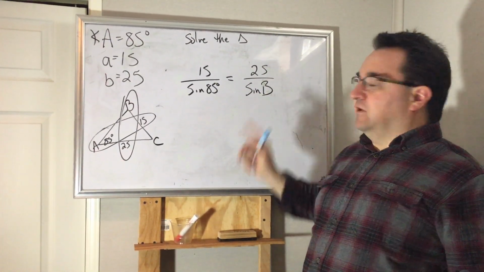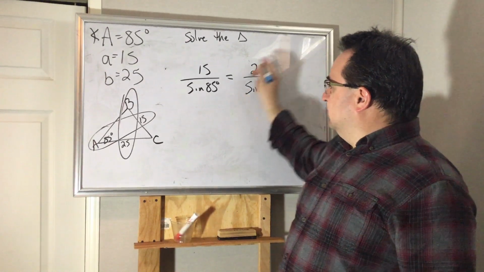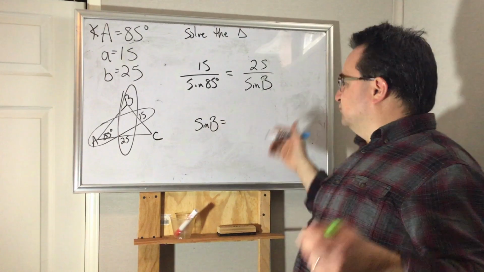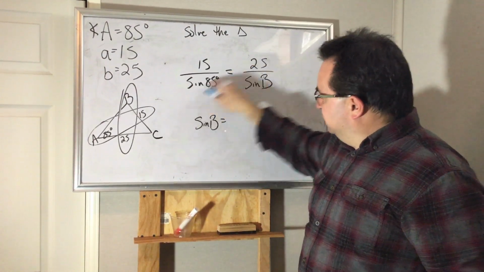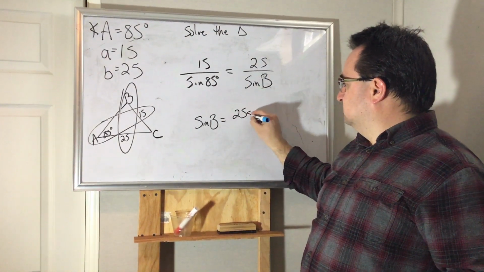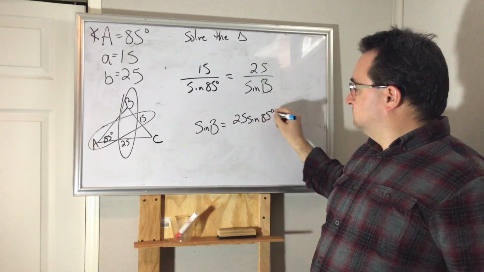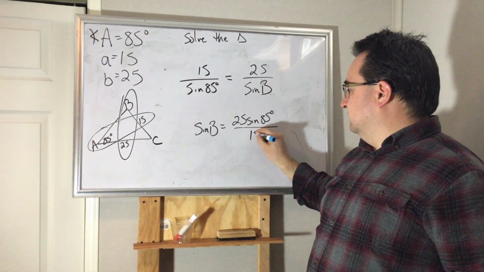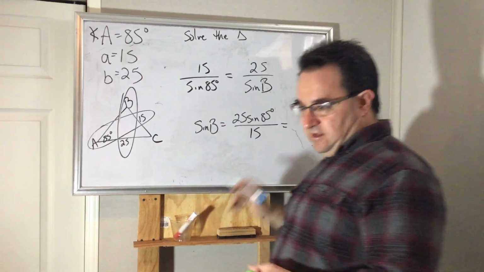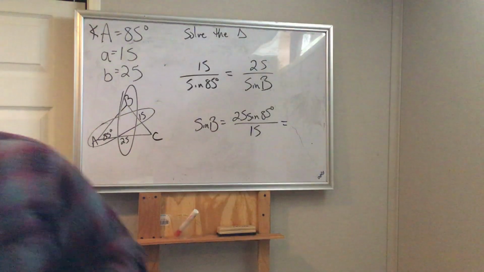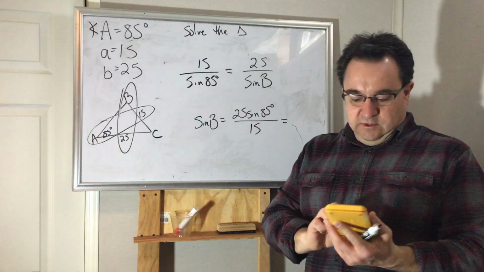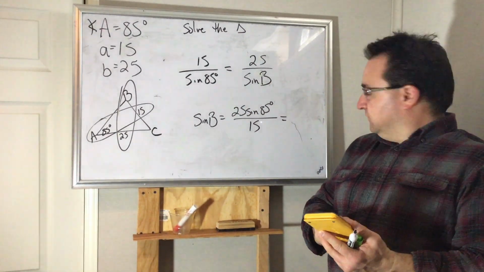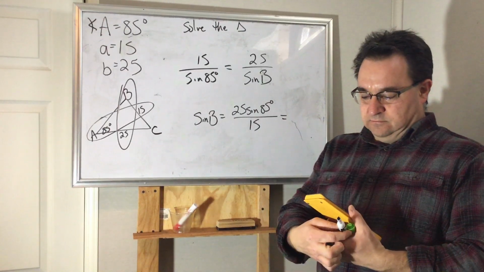And there it is. We have an angle for our unknown. We're going to cross multiply. So sine of B, I'm going to use the shortcut, is this product over the number across from the unknown. And that equals, let me grab my calculator, 25 sine 85 over 15.